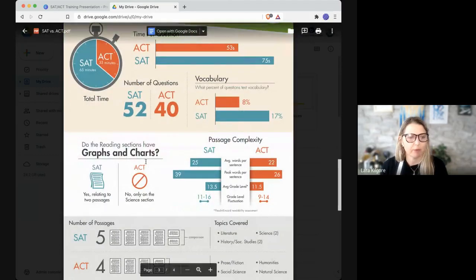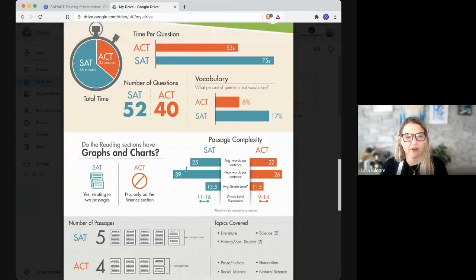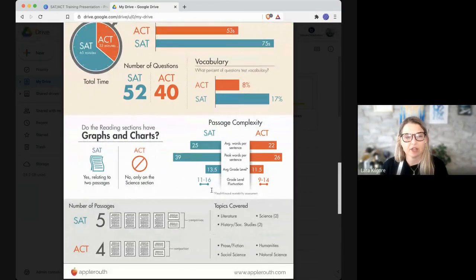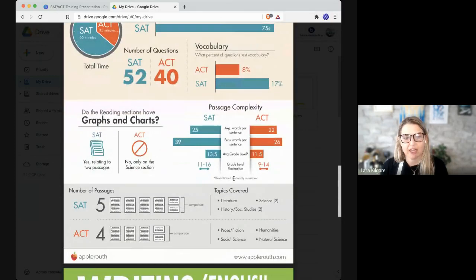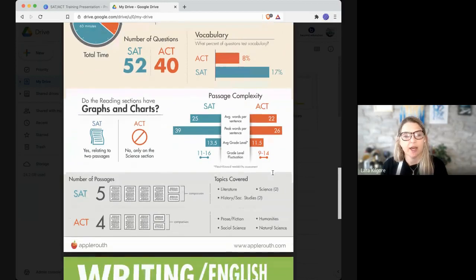We'll talk about this in a little bit when we get to the science part, about does it include graphs and charts. But you can see passage complexity wise, the SAT tends to be a little bit more complex. And according to this Flesch-Kincaid test or readability assessment, the SAT tends to be on a higher reading level than the ACT. So that's something to just keep in mind.